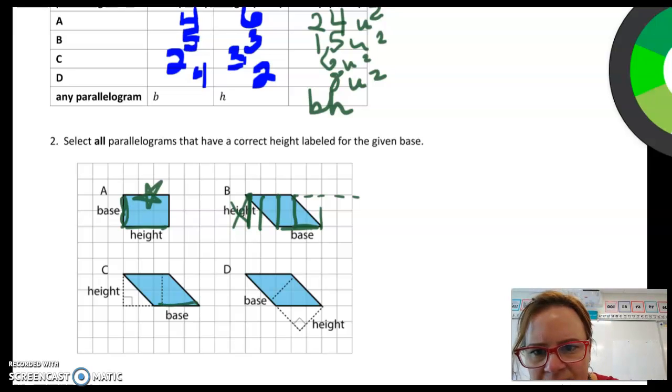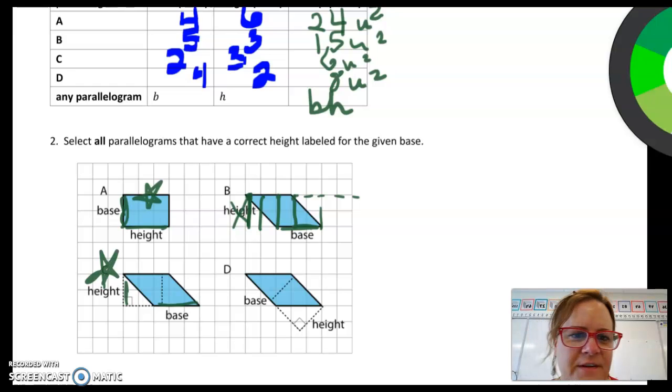C, if this is the base, then yes, that's the height. It looks a lot like I was just explaining in B. And then in D, if this is the base, absolutely that can be the height. And so can that be the height.